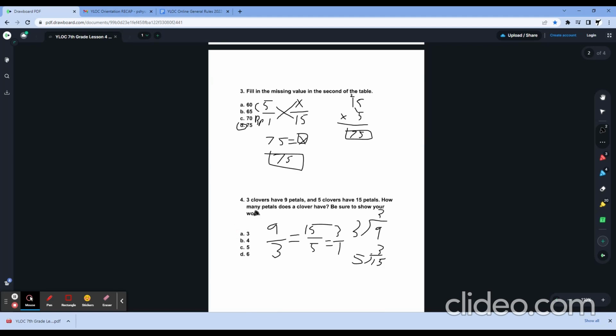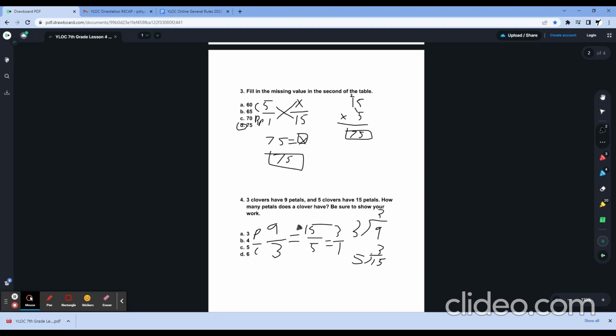So number 4, 3 clovers have 9 petals and 5 clovers have 15 petals. How many petals does a clover have? Be sure to show your work. So we have 9 petals to 3 clovers. Let's put P over C, where C will represent clovers and P will represent petals. So we have 9 petals over 3 clovers, and we also have 15 petals over 5 clovers.